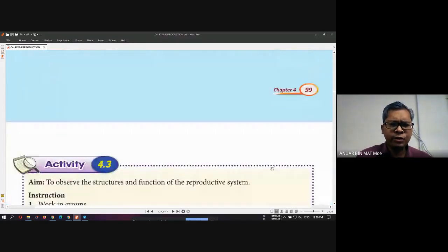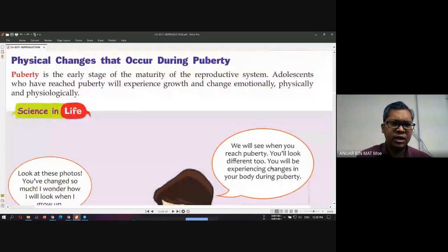And then we also learned about the changes that occur during puberty in both male and female. Just to remind you that puberty happens in both male and female, and it is the sign that you are able to reproduce, meaning that your reproductive organ is functioning. For male, you are able to produce sperm, and for female, you are able to produce ovum. So this is what we call puberty.